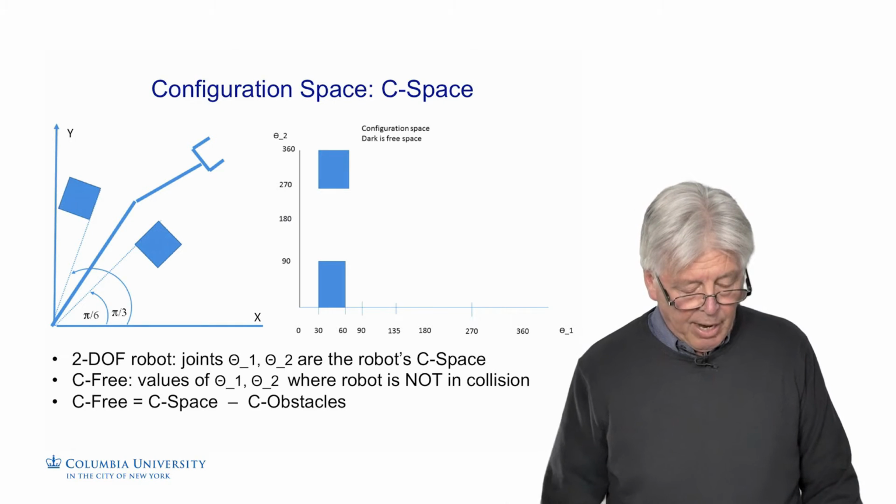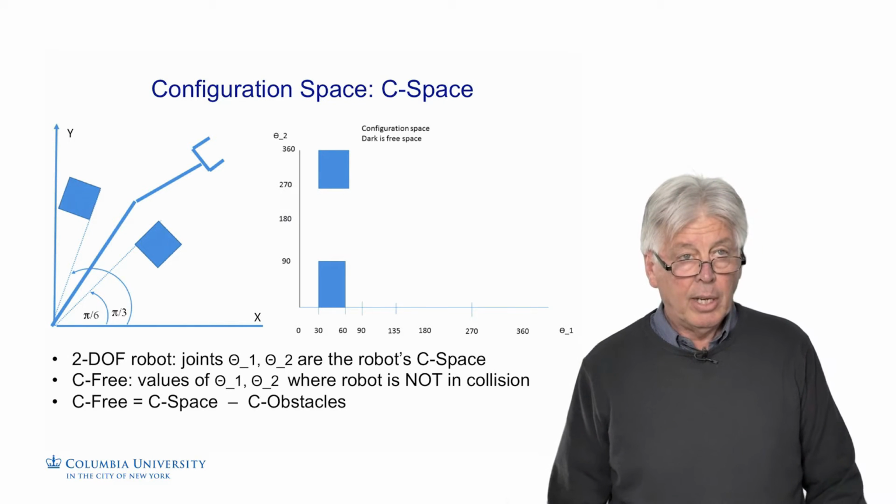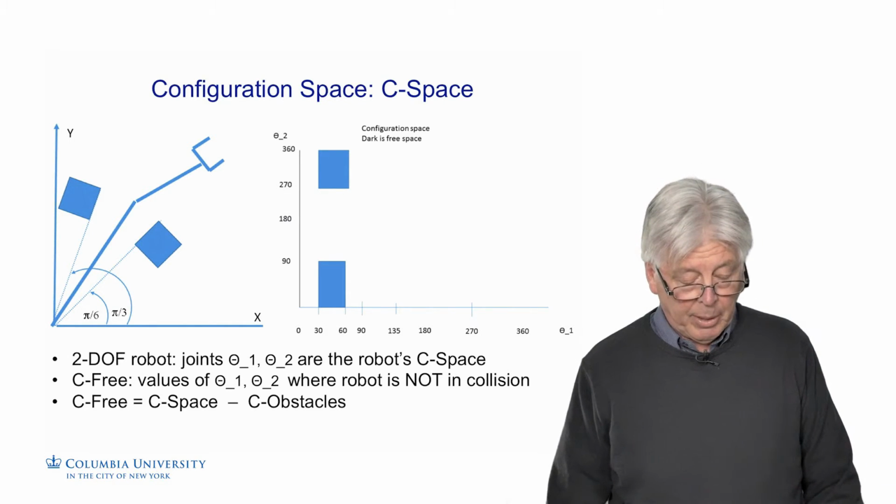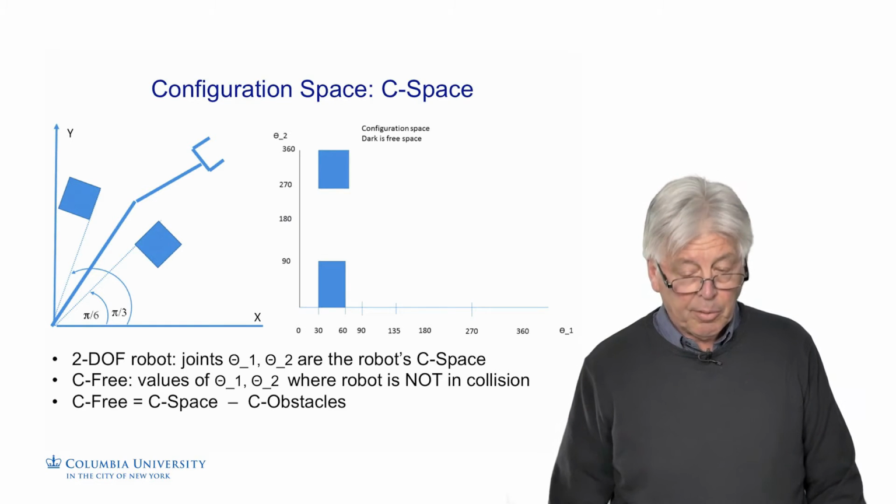And so basically we have this configuration space, and if we take away the obstacles, then we have what's called C-free, or the free space.